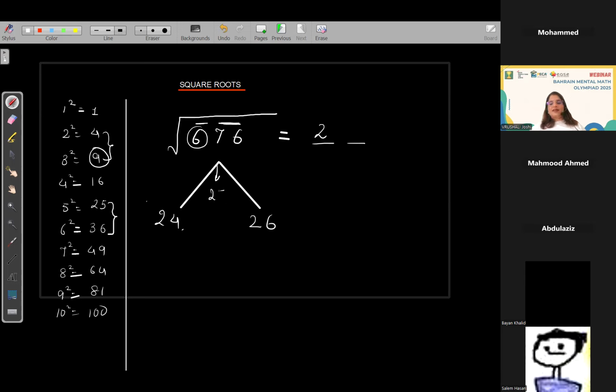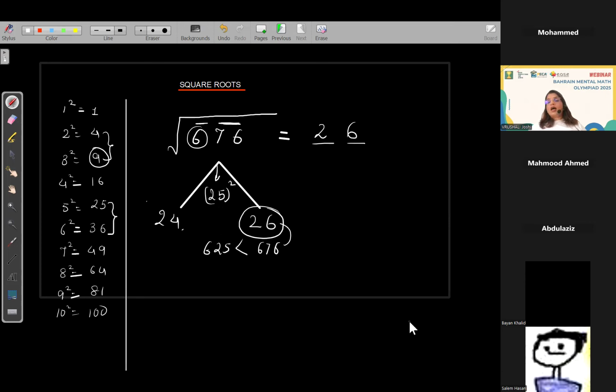Abdulaziz, okay. So 25. So it's 25 square. What is 25 square? It is 625. Can you see that this is greater on this side? So this is the answer, 26.